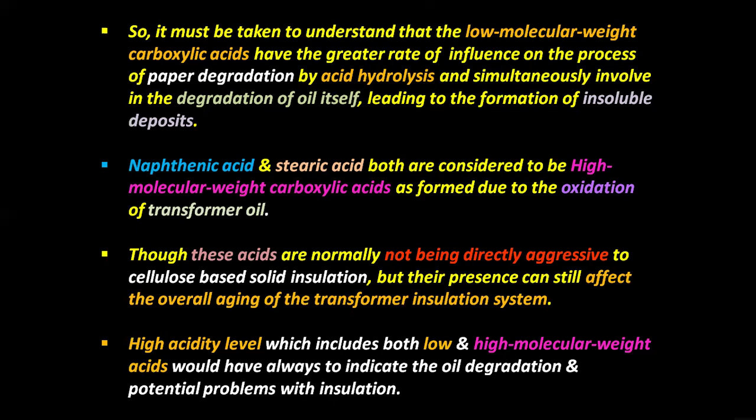Though these acids are normally not directly aggressive to cellulose-based solid insulation, their presence can still affect the overall aging of the transformer insulation system. A high acidity level, which includes both low and high molecular weight acids, always indicates oil degradation and potential problems with the insulation.